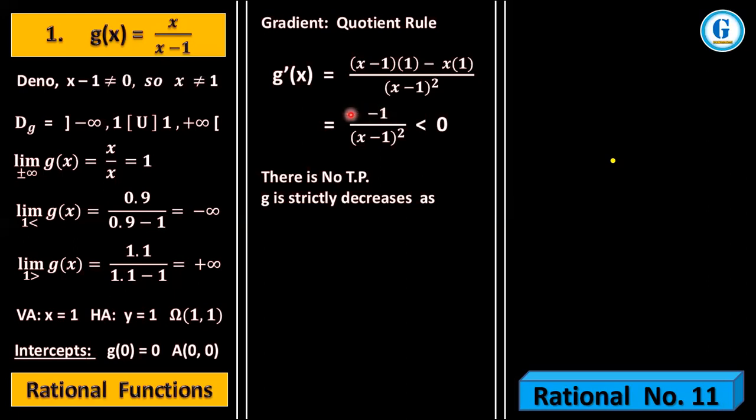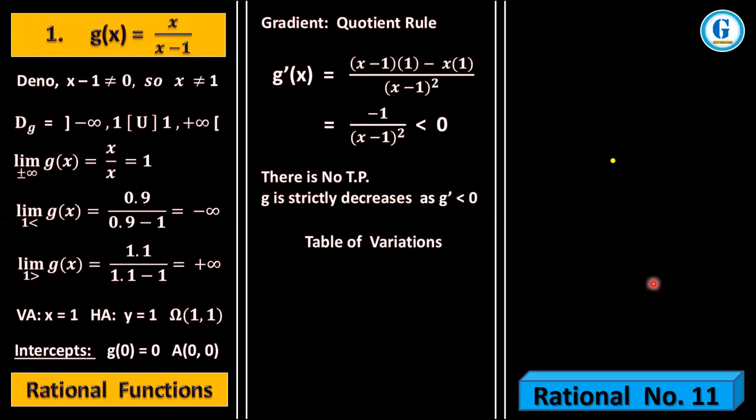As you can see, there is no x in the numerator. So since there is no x in the numerator, therefore, there is no turning point. And this function is strictly decreasing because, as I've shown, the gradient function is strictly negative. Now, let's move on to our table of variation.